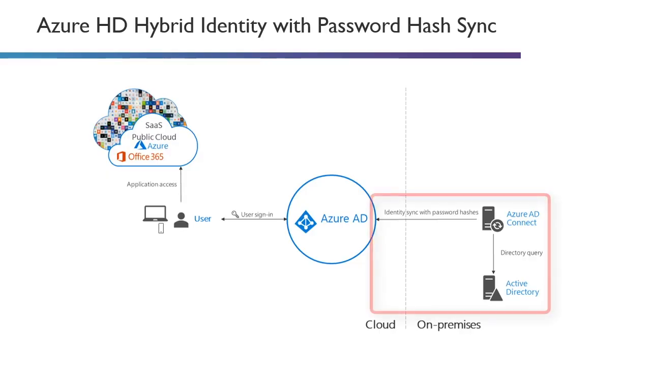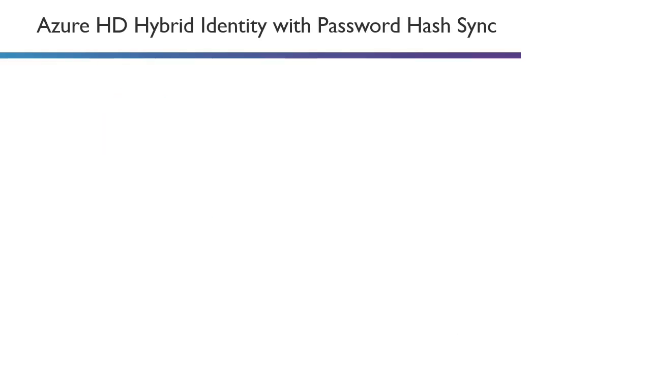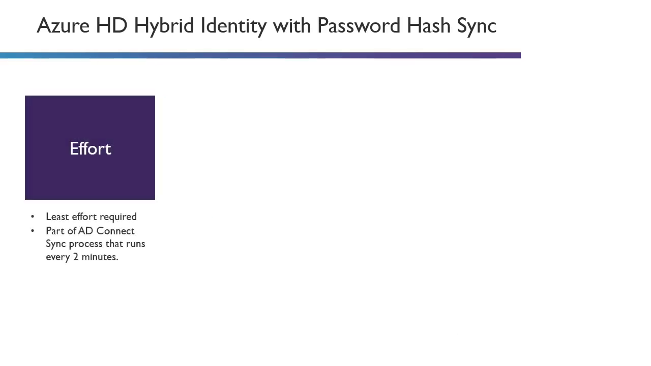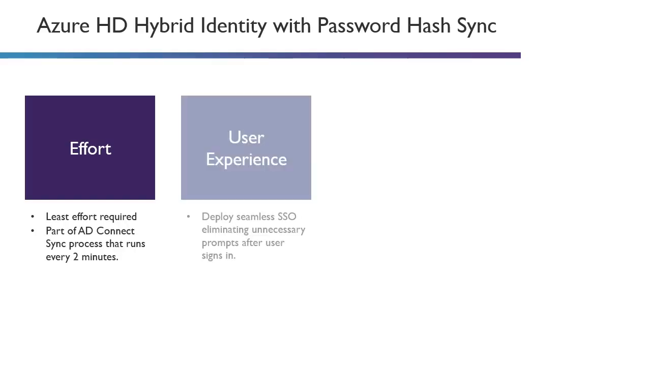The way that happens, though, is that periodically, every 2 minutes, the Azure AD Connect agent is doing a directory query with Active Directory, and it syncs up those password hashes for the identity up to Azure AD, and that's how the authentication can happen completely in the cloud. Now, if we look at this in a little bit more detail, we have some considerations here. So the effort, this is the least effort required out of the two options between password hash and pass-through authentication. It's part of the AD Connect sync process, as I mentioned, that runs every 2 minutes. So very easy to set up. You just have to install AD Connect and you're basically good to go.